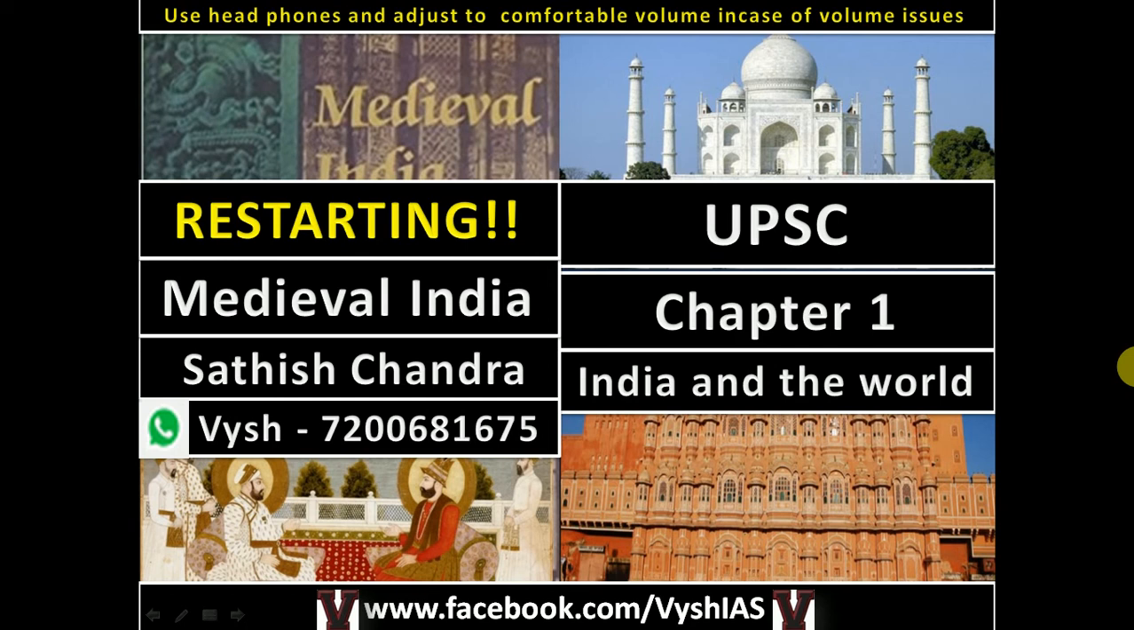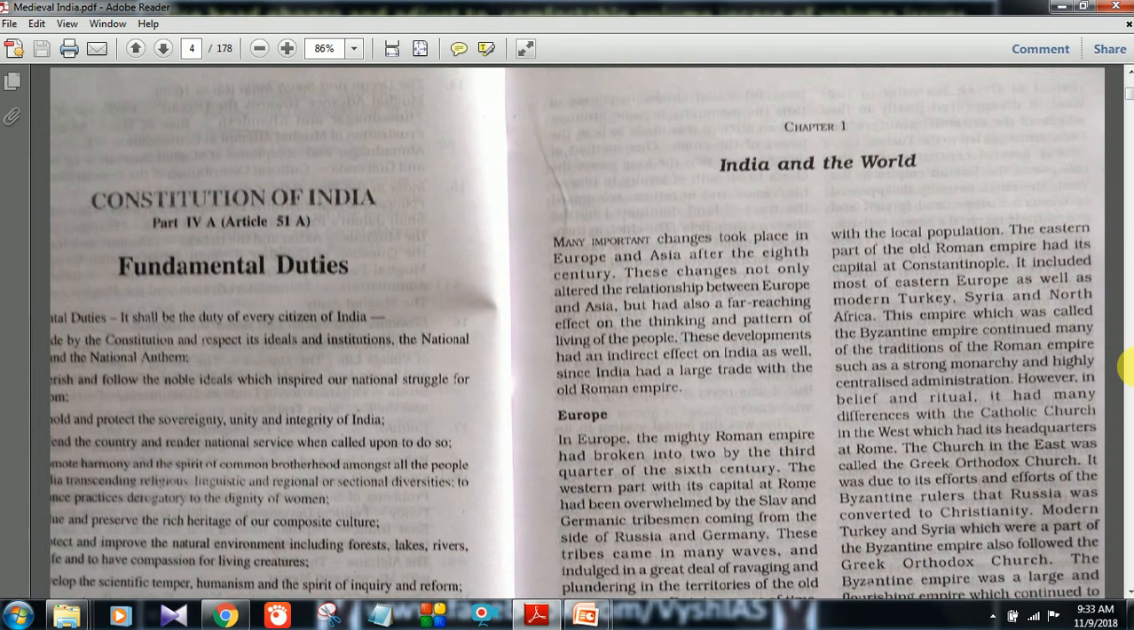So this is chapter number 1, India and the World. This is what we are going to start with, and this particular PDF you can download. You can just search in Google for Satish Chandra Medieval India class 11th, and you will get it. A lot of portals have uploaded it for free, or it's there on Facebook in a lot of pages related to UPSC. So you can download it and use it for your personal reading.